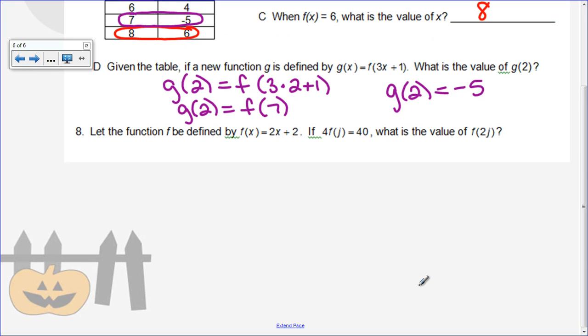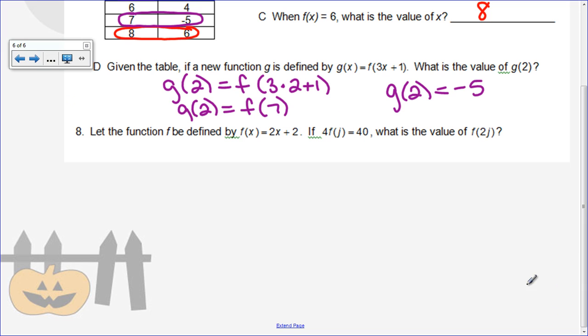So last one, let the function f be defined by f of x equals 2x plus 2. If 4 times f of j equals 40, they want the value of f of 2j. Well, so we got to plug in what we know, okay? We have 4f of j.